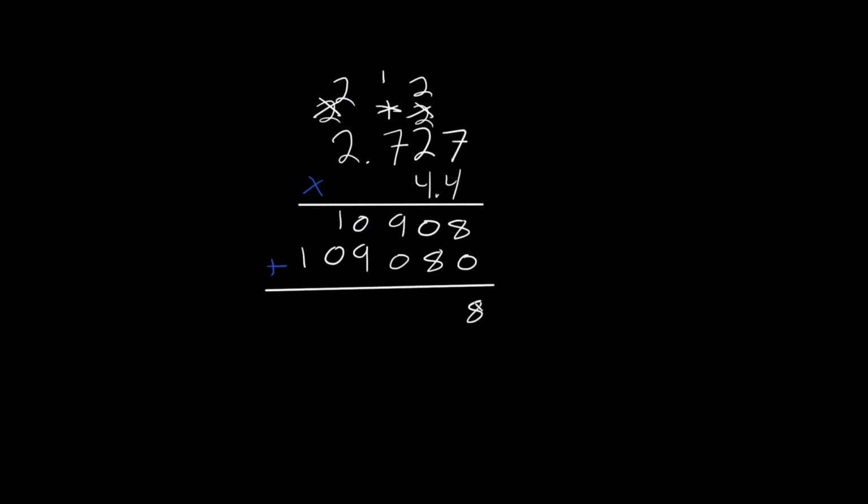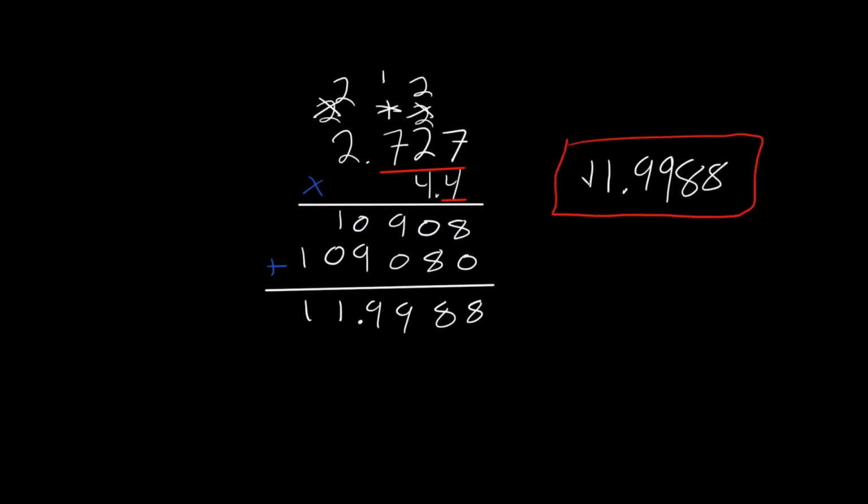So we have 8, 8, 9, 9, 1, 1. And then we're going to count the numbers to the right of the decimal places, which here looks like 1, 2, 3. And then right here is 4. So we're going to move the decimal place 4 places. So that'll be 1 place, 2 place, 3 place, and then 4 places. So our answer, pretty lengthy here, but it is 11.9988. And we are done.